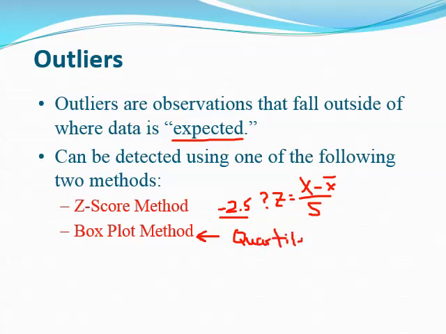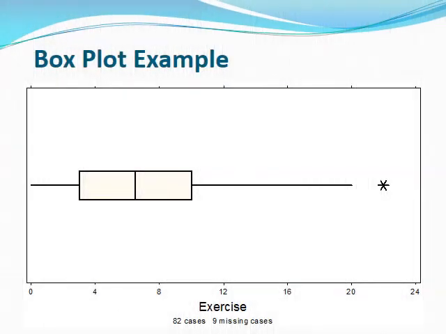It's based on the quartiles. So it's a different way of identifying outliers. One of the things we like about the box plot is that it's a graph, another graphical display. So we looked at stem and leaf displays. We looked at bar graphs. We looked at pie charts, scatter plots. Here's another one for you, a box plot.